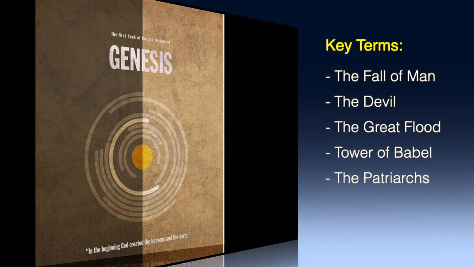Key terms: the fall of man, the devil, the great flood, the Tower of Babel, the patriarchs.